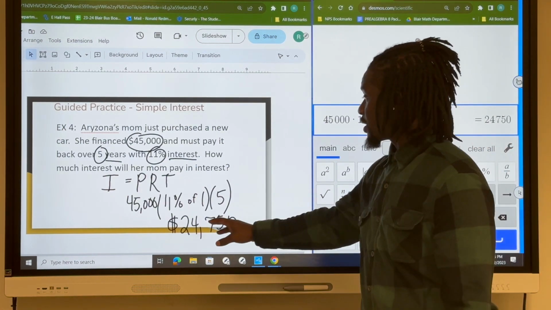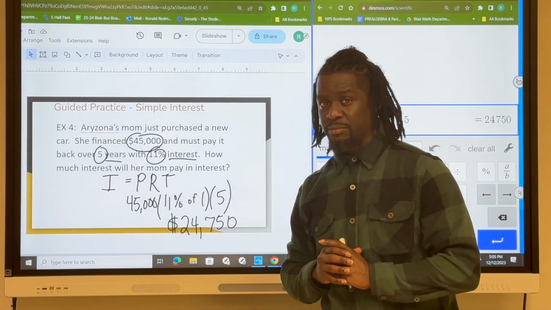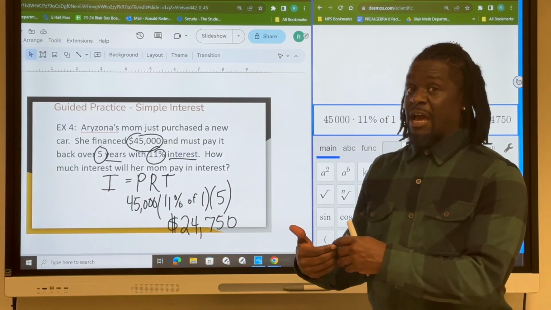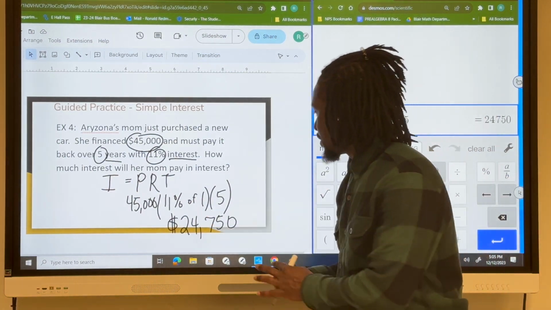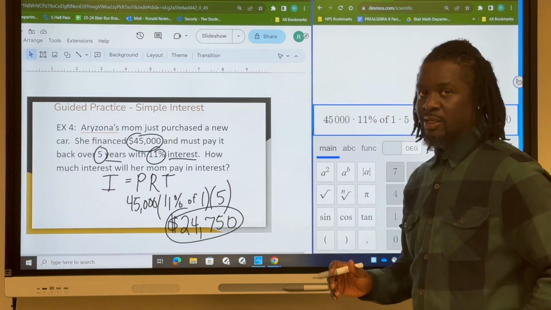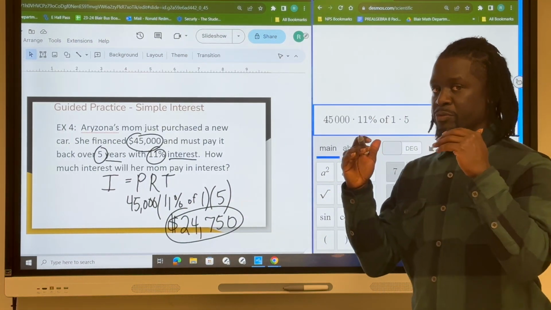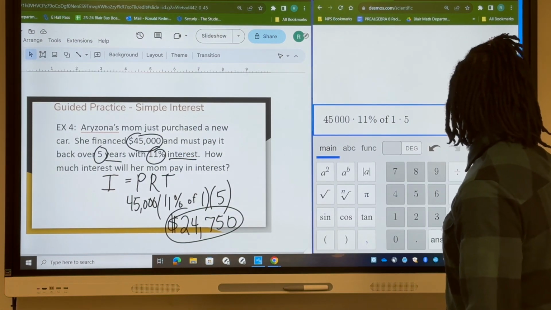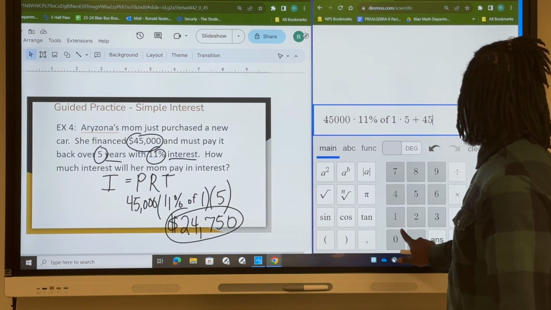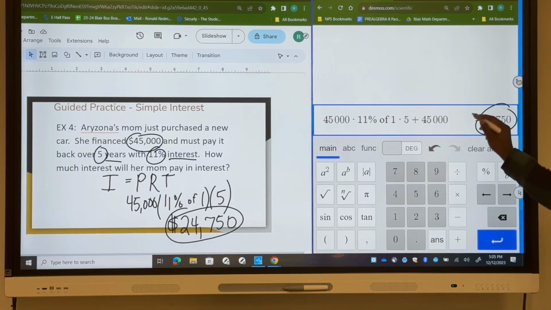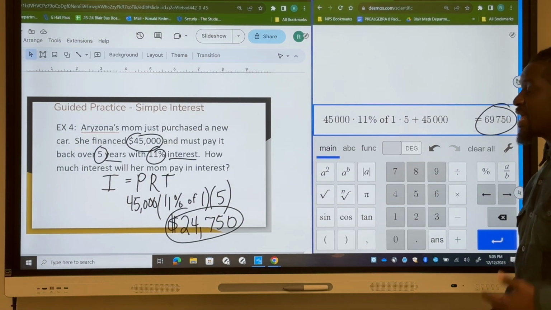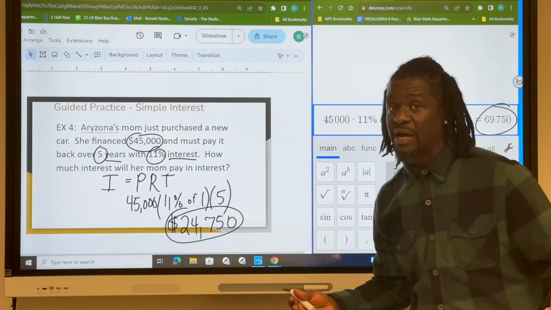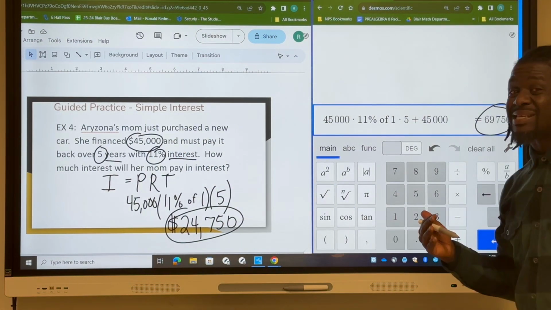If somebody buys a car for $45,000 with an 11% interest rate, after 5 years they will have paid this much in interest. I know this isn't what the question is asking, but when you add this plus the 45,000, this extra, you're going to end up spending $69,000 for the car. So even though the car only costs 45,000, you're actually going to end up spending 69,000.